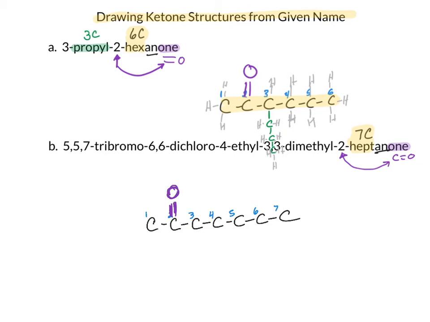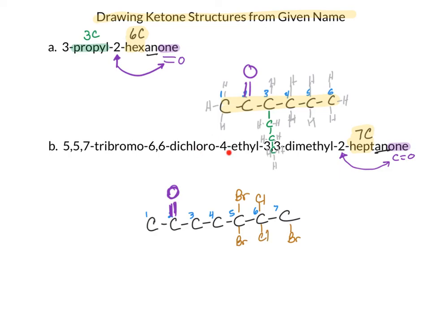Once I've placed my ketone, now there are different ways that people do the problem. I personally like to start from the start and work all the way across and put in all of the things. So I'm going to read number 5, and I'm going to say, okay, what goes on 5? Oh, a bromo. Put a bromo on number 5. And then on number 5 again, we're going to put in another bromo. And then we go to number 7, we put in another bromo. Then we go to carbon 6, we add a chlorine, and 6 again, chlorine again.